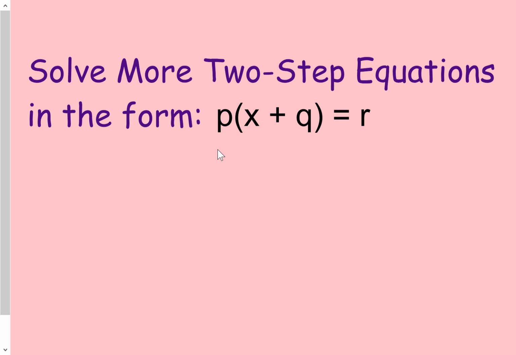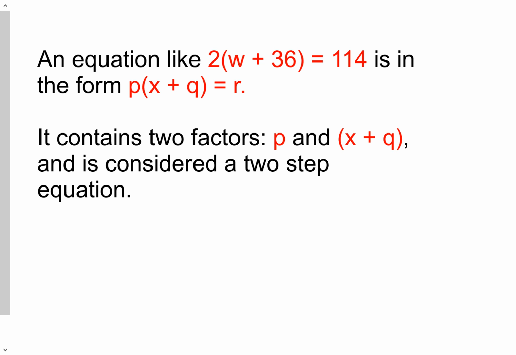Hi there. Today we're going to solve more two-step equations in the form P times the quantity x plus q equals r. An equation like 2 times the quantity w plus 36 equals 114 is in the form P times the quantity x plus q equals r. That's because it contains two factors, P and x plus q. It's considered a two-step equation. So the P here is 2, and the x plus q is w plus 36.